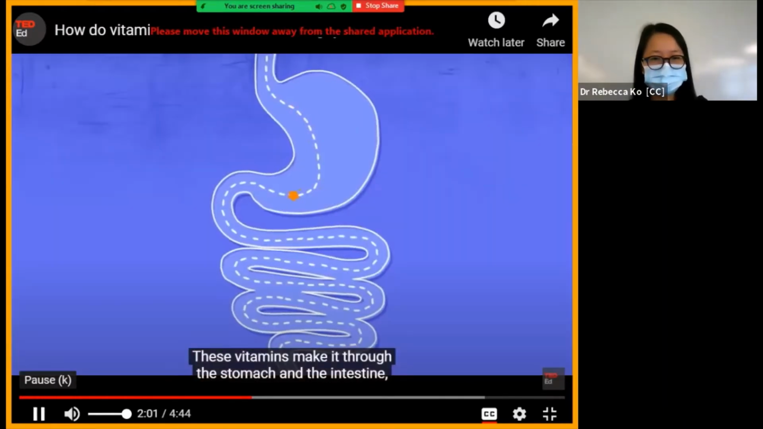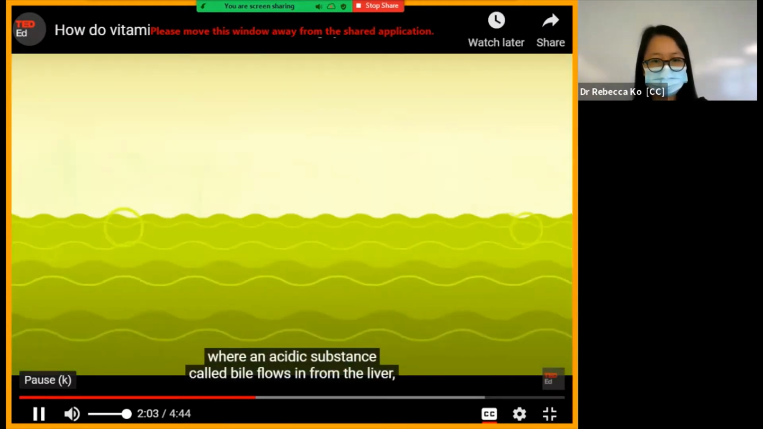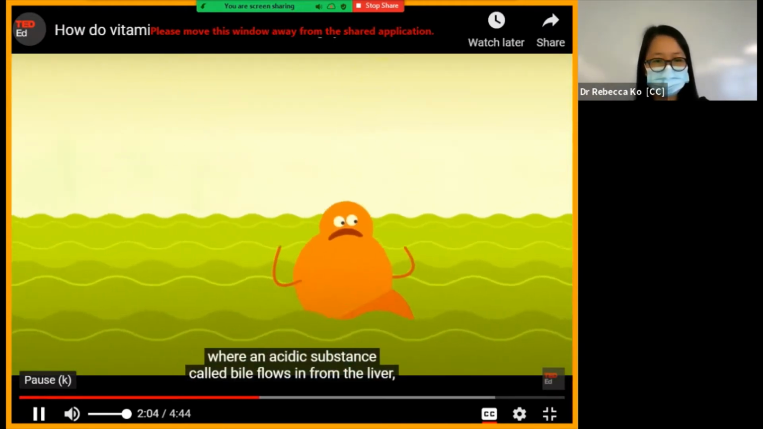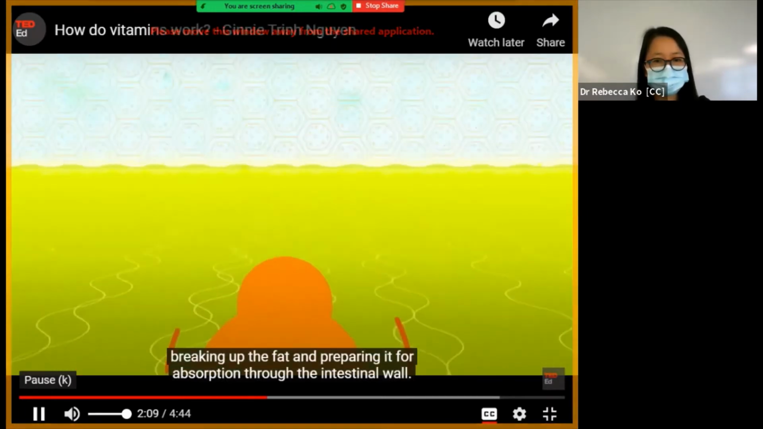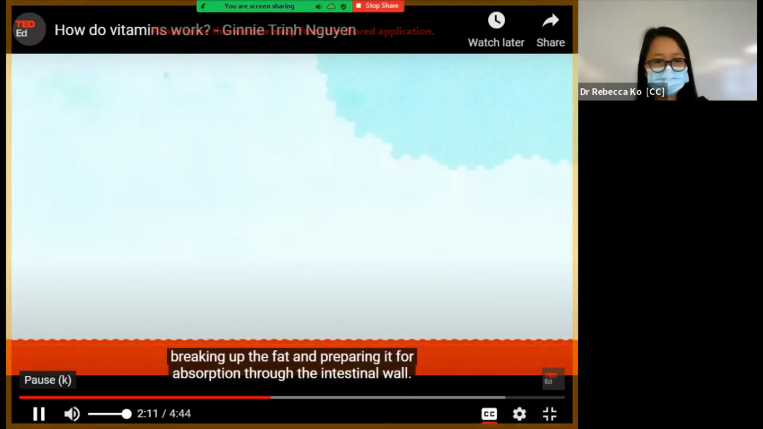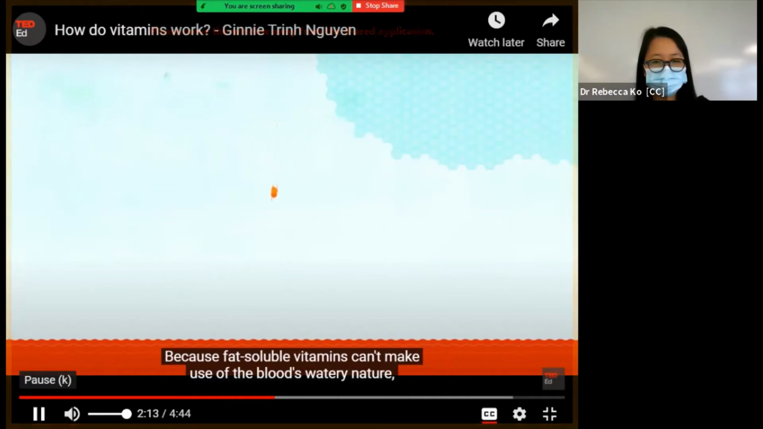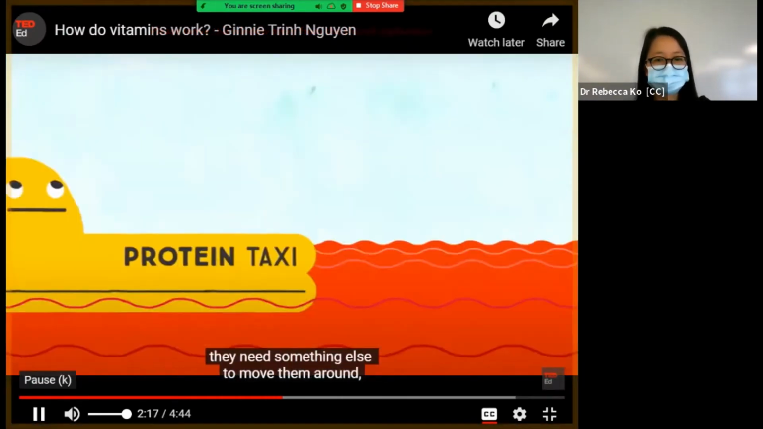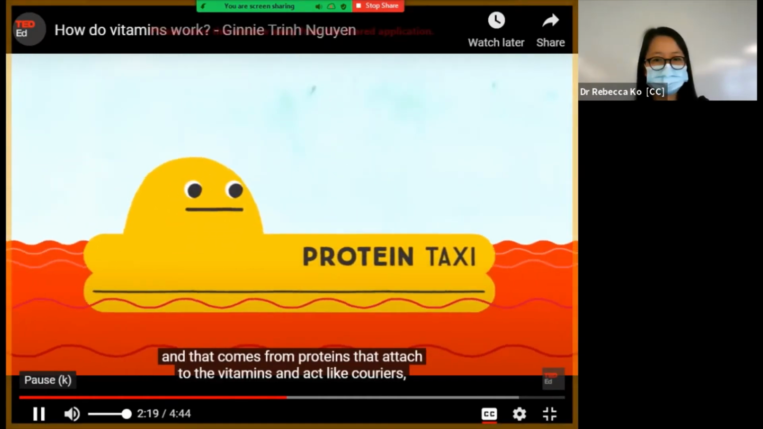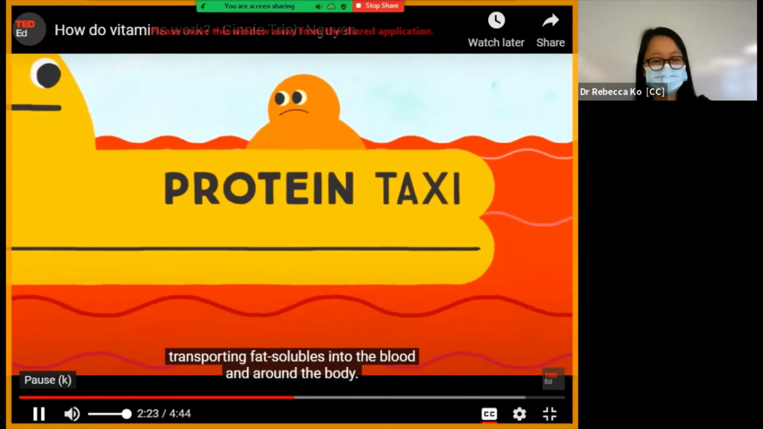These vitamins make it through the stomach and the intestine, where an acidic substance called bile flows in from the liver, breaking up the fat and preparing it for absorption through the intestinal wall. Because fat-soluble vitamins can't make use of the blood's watery nature, they need something else to move them around. And that comes from proteins that attach to the vitamins and act like couriers, transporting fat solubles into the blood and around the body.